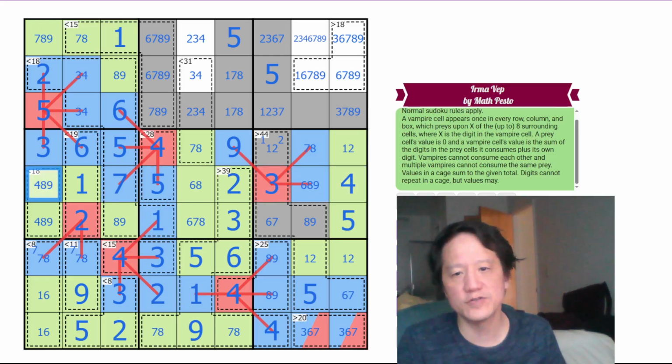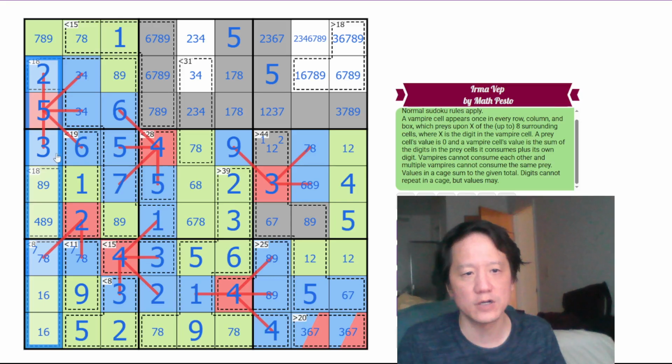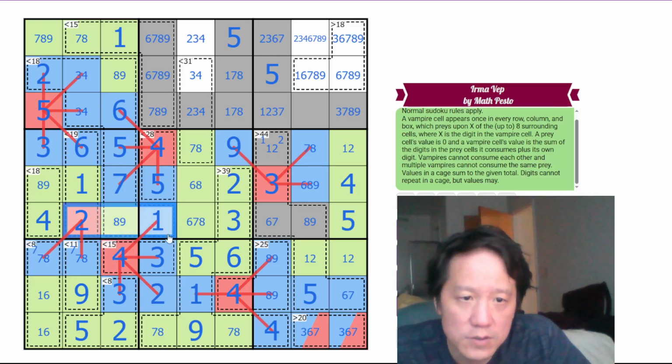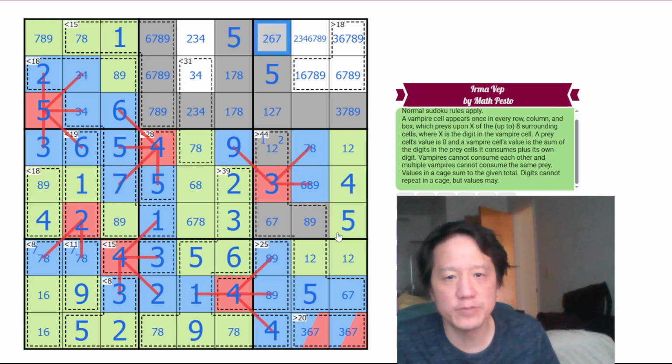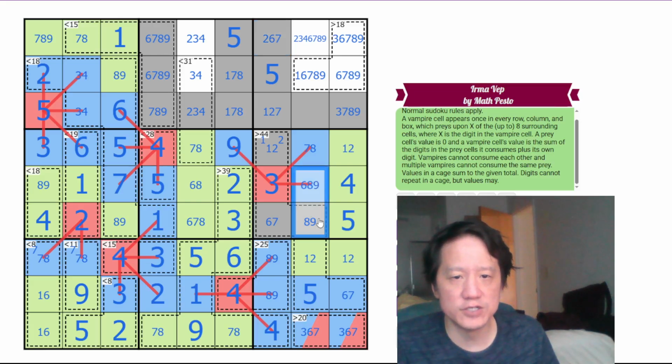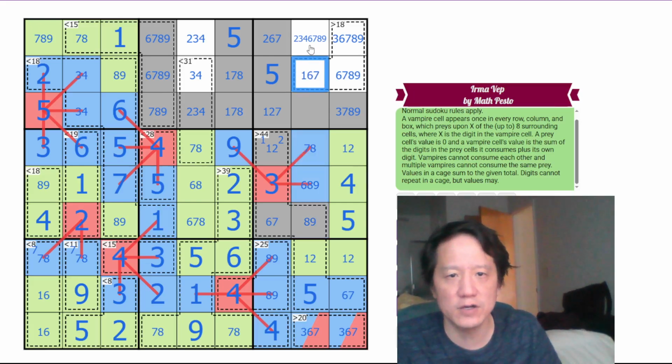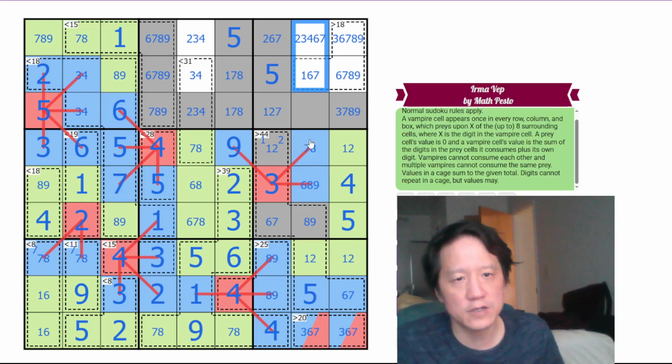This 4 eliminates 4 here. Where's the 4 in column 1? It has to be here. So this is 4. This can't be 3 here, and this can't be 3 here. One of these digits is a 9, and one of these digits is an 8 here. So that eliminates 8 and 9 in the rest of the column. This can't be 8 or 9. This can't be 8 or 9.